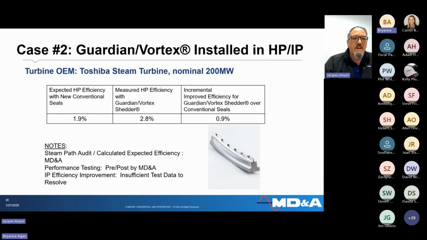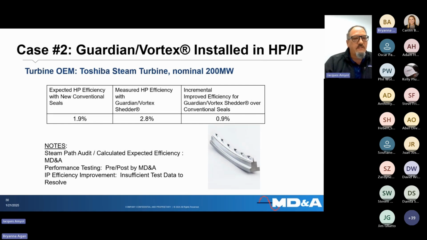Here's another example. This is Guardian Vortex installed again in an HPIT. This is a Toshiba steam turbine, very similar to a GE steam turbine. There are some differences, specifically tip seal design. Nominally 200 megawatts, similar size to the D11 we were discussing earlier.